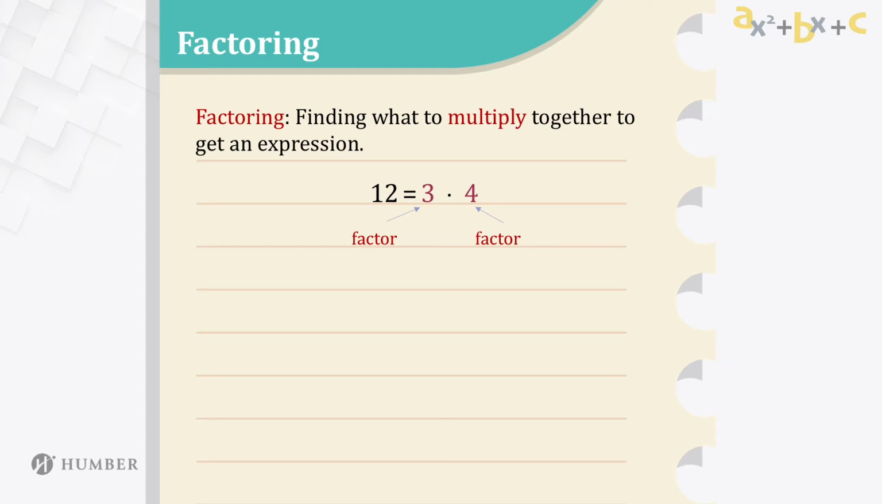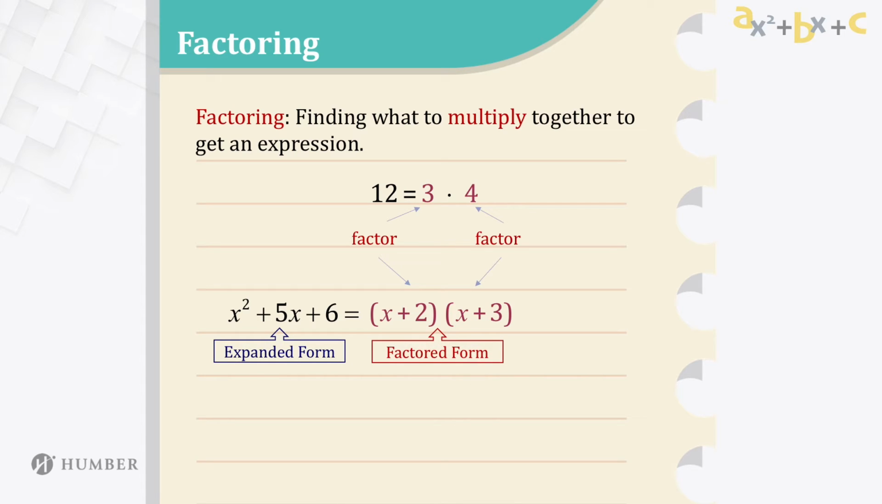In another example, x squared plus 5x plus 6 can be expressed as bracket x plus 2 times bracket x plus 3, and the binomial of x plus 2 or x plus 3 is called the factor. The original expression is called the expanded form.